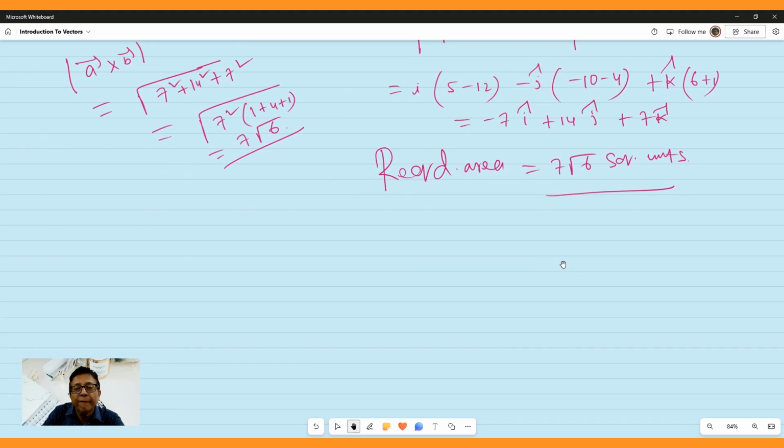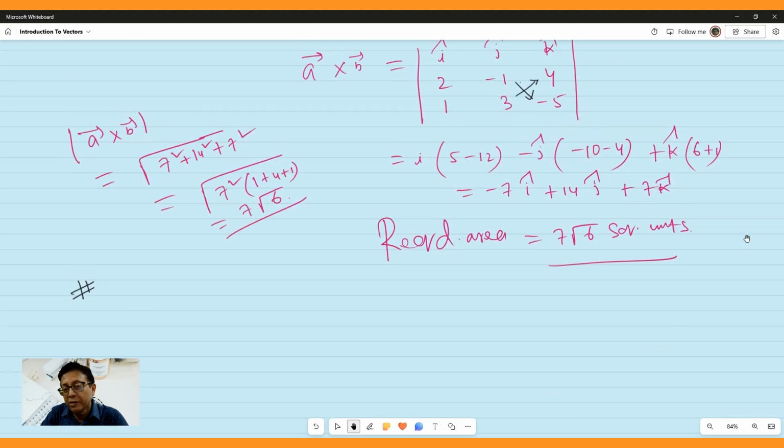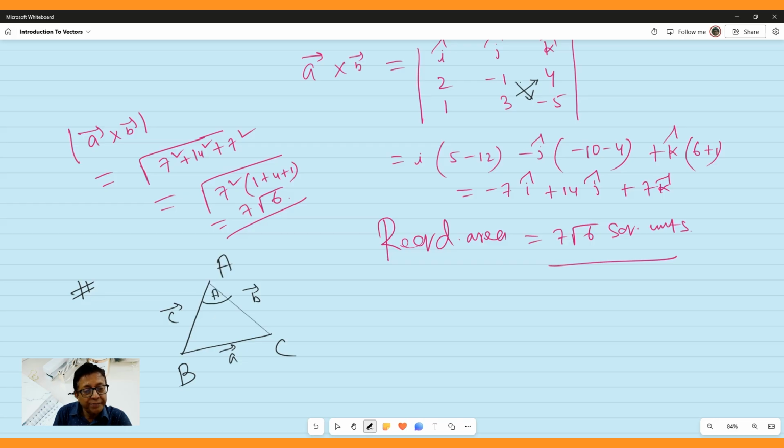Now let us find one very important result here by using the concept of cross product. That in a triangle we are going to prove the sine rule. A, B and C, this one A vector, this one is B, this one C. What are you going to prove there?